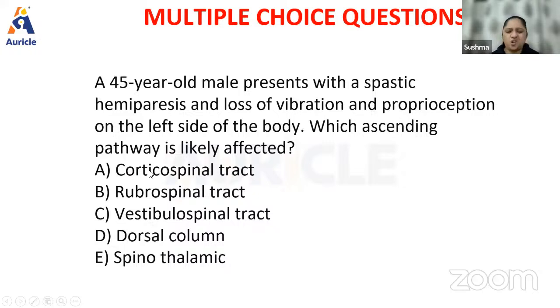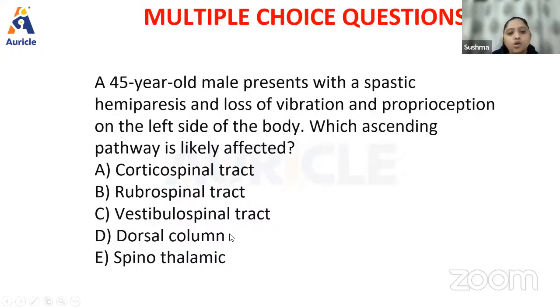Corticospinal tract. Is corticospinal tract an ascending pathway? No. Does the pyramidal tract contain fibers for vibration and proprioception? No. So then A is not the answer. Then go to the rubrospinal tract. Rubrospinal, from red nucleus to spinal cord. Is it anywhere looking like a sensory tract? Of course not. Vestibulospinal, again, looks like a motor tract?